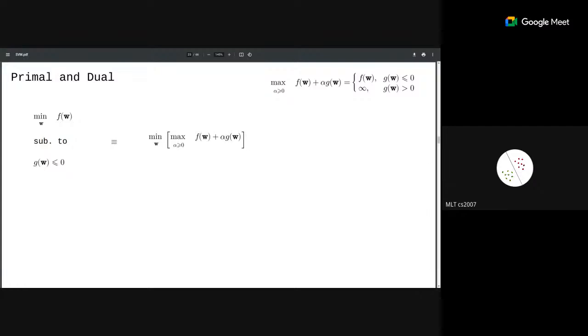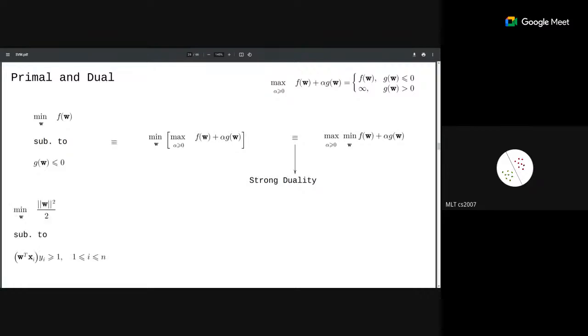Now, if I swap this min and max, I get a max-min problem, and we call that the dual. We call this the primal problem, and we call this the dual. Under certain conditions, the primal and dual are going to return the same solution, and that configuration is called strong duality. When both f and g are convex, in addition we have some more regularity conditions, and we are not mentioning those in this course. In such conditions, you have what is called strong duality. Now, this is the theory.